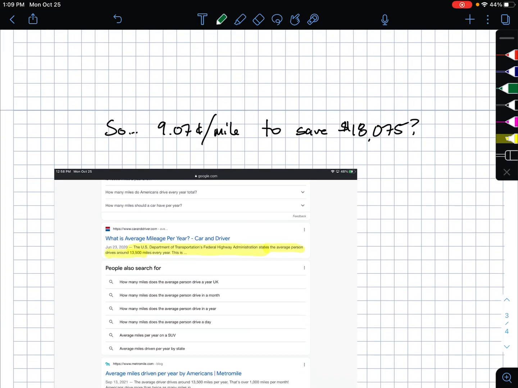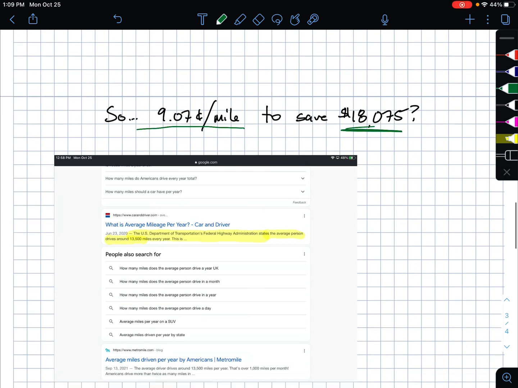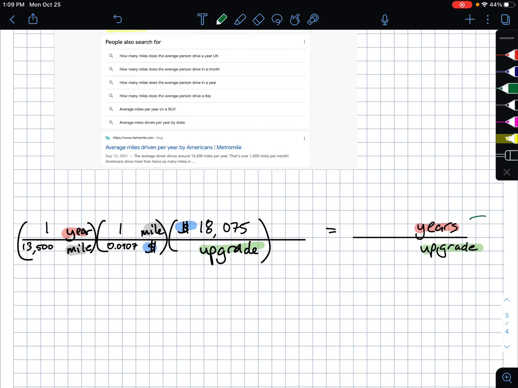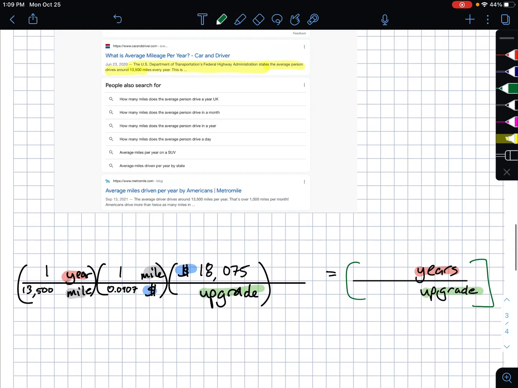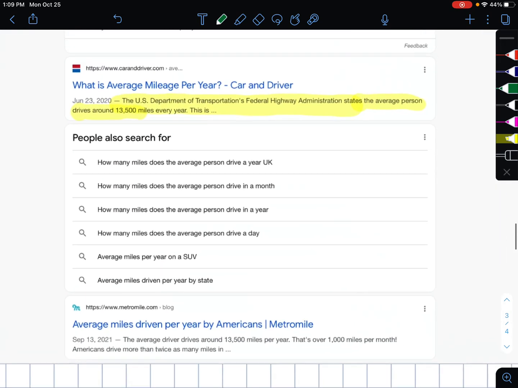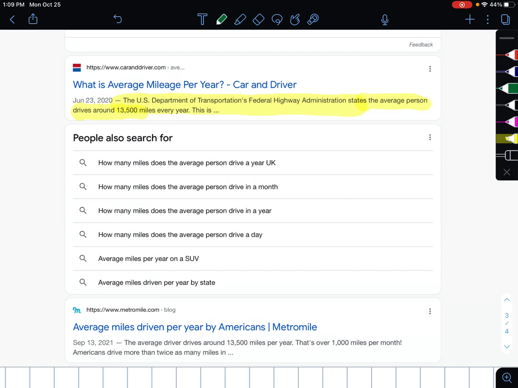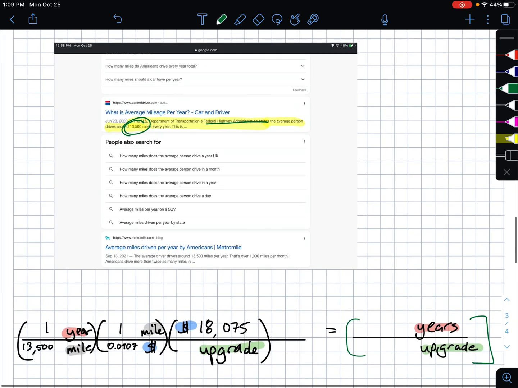So really, this question says 9 cents a mile to save $18,000. Okay, that means I'm going to have to end in years per purchase upgrade, or years per transaction, or years per Tesla purchase, or whatever you want to call it. The thing I'm going to have to figure out is how much do I drive in a year? Well, apparently, according to the Highway Administration right here, the average American goes 13,500 miles per year. I have no idea if that's right for me, but if that's an average American, sure, let's go with it.